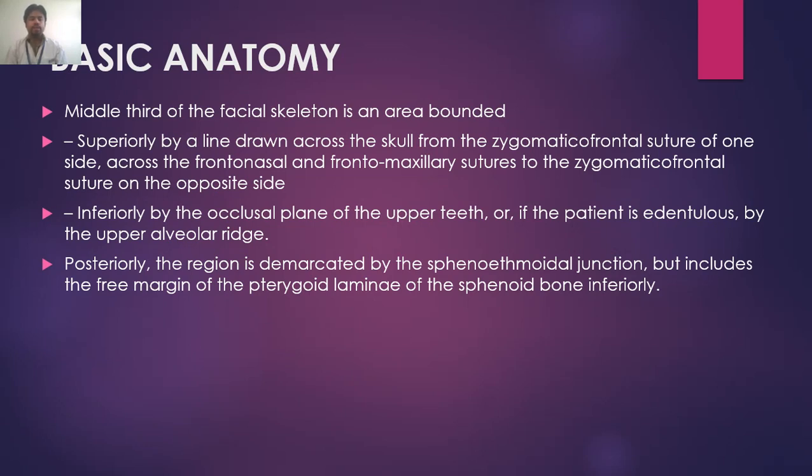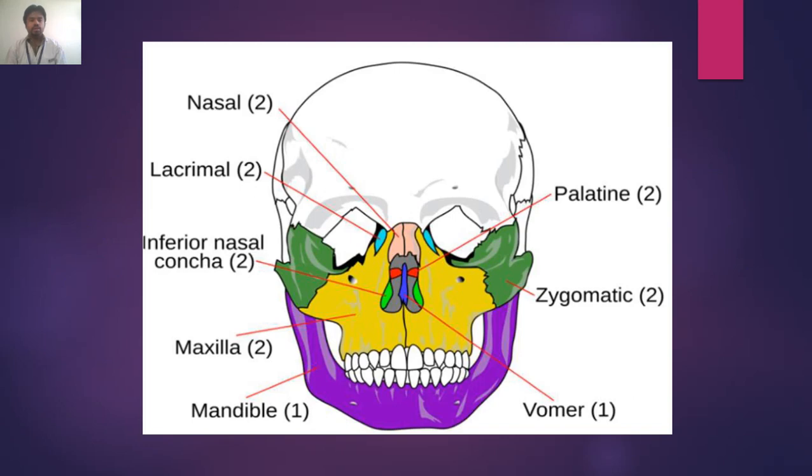sphenoid bone inferiorly. Here you can see a diagrammatic or pictorial representation of the bones comprising the midfacial bones. We can see the zygomatic bone, the palatine bone, the vomer, the inferior nasal concha, the lacrimal bone, and the nasal bone.